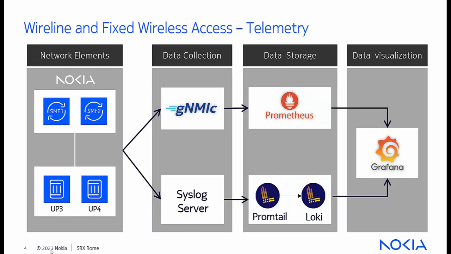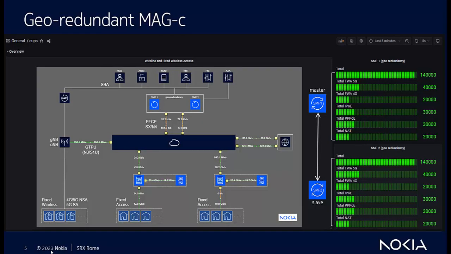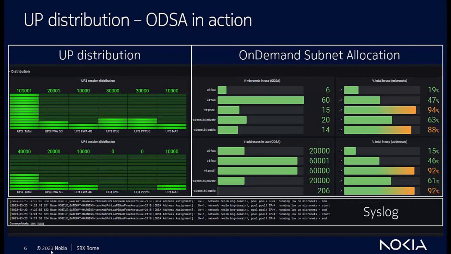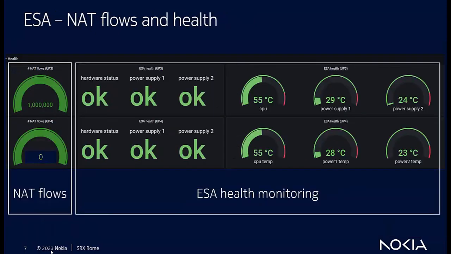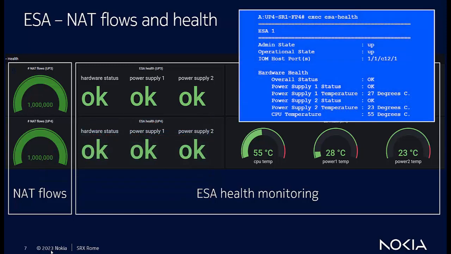The setup uses open source telemetry tools just to assist in the visualization of the demo. The first dashboard shows the topology with geo-redundant information. The second dashboard includes on the left the UP session distribution and on the right the address pool status, with on the bottom the syslog operator warnings. The third dashboard shows the NAT bindings on the ESA server with its health retrieved directly from the node.